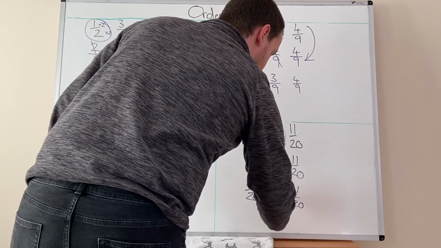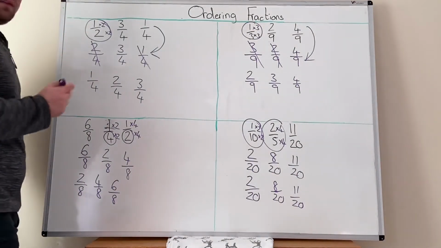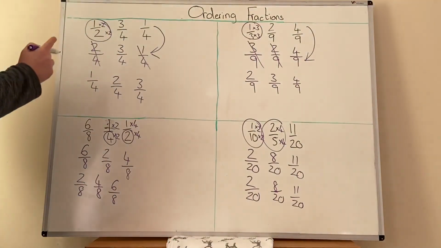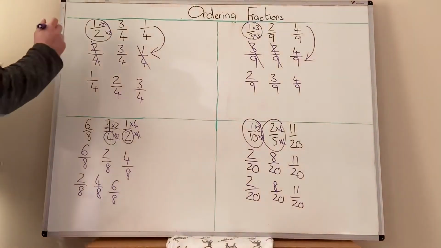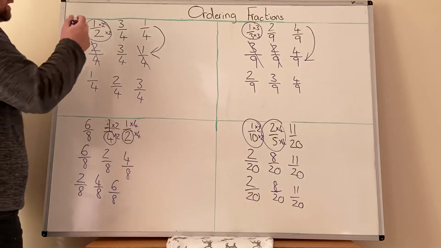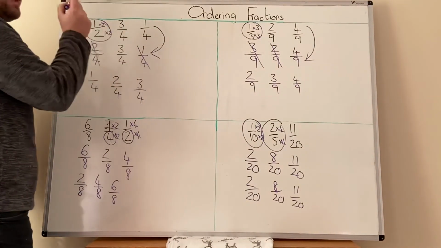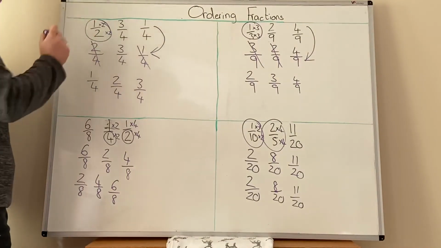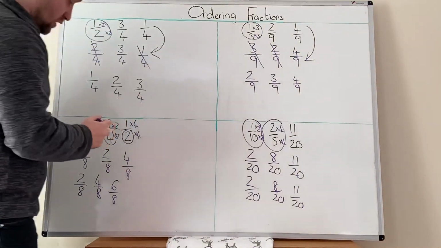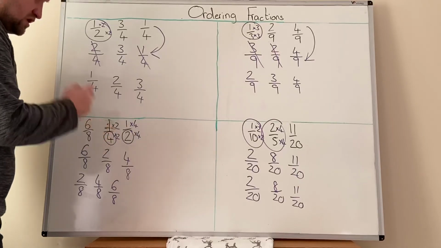Okay, so key bits. First of all, you need to identify which of the fractions you're going to have to change. If the denominators are different, at least one fraction will change. And when I say change, it's still the same size, it's just using different numbers. In this one we had to multiply by 2 to get the denominators the same, so whatever you do to the bottom, you must do to the top. And we're going to do that for each one. On this one, where the denominators were all different, you have to change 2 of them.